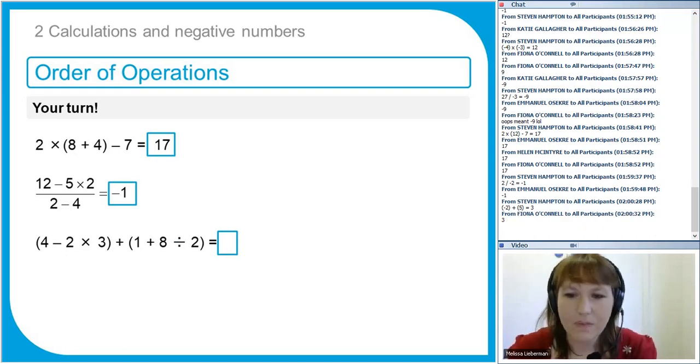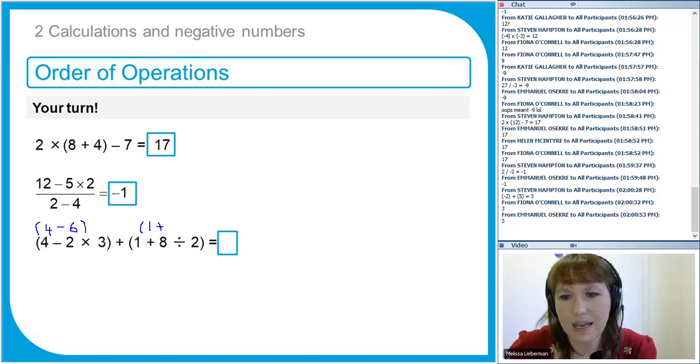So, for this first bracket, we've got 4 minus, remember you do multiplication first, so 2 times 3, 4 minus 6 in the first bracket. And then in the second bracket, we've got 1 plus 8 divided by 2 is 4. So, 4 subtract 6 is going to give me negative 2. And then negative 2 plus 5 is going to give me, I think everyone in the chat box, Emmanuel and Stephen, 3. Good, perfect.